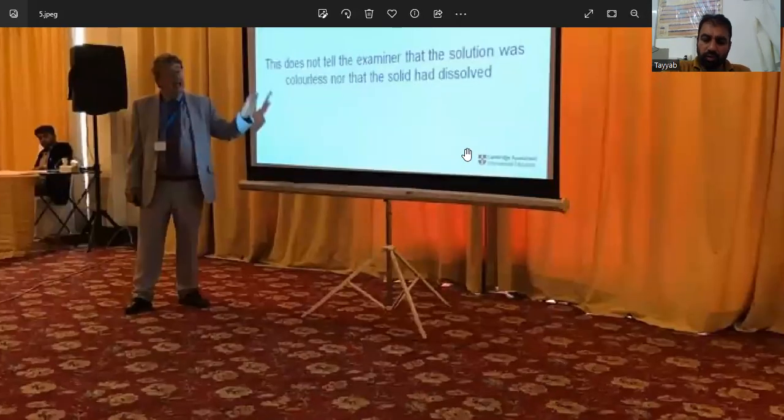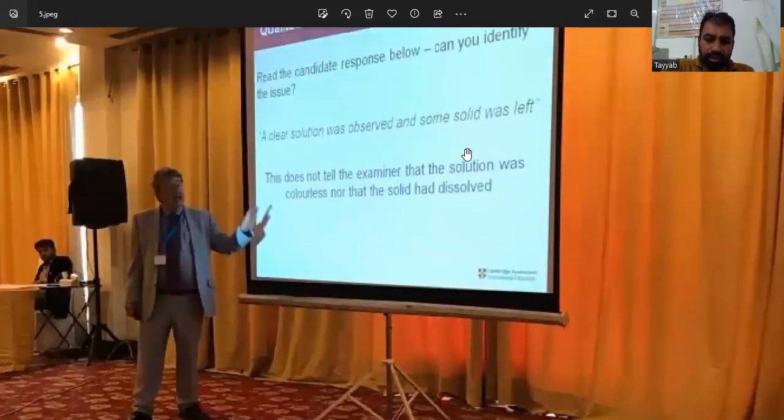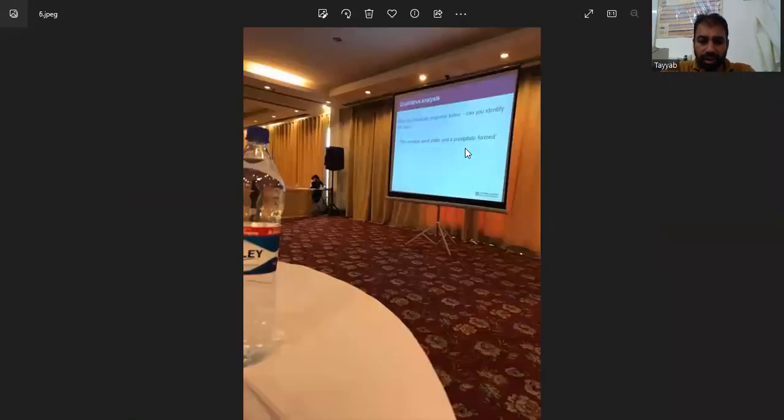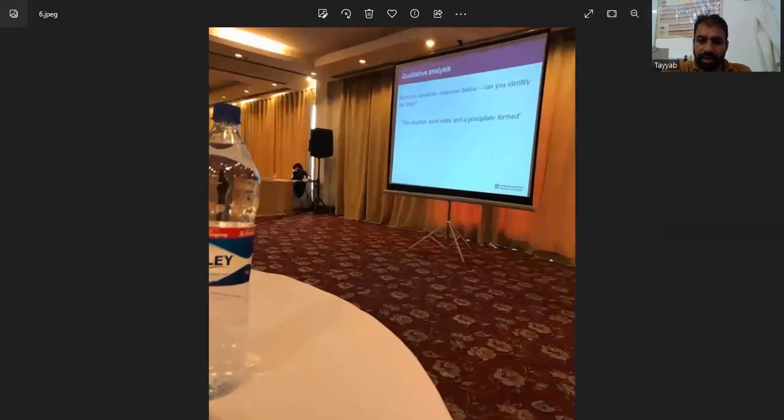In this PPT, you will see what is written. This does not tell the examiner that the solution was colorless nor that the solid had dissolved. It means a student should explain that earlier it was solid and later this solid dissolved. Out of this solid, some solid was left. Okay, and after this, let us see what is next.